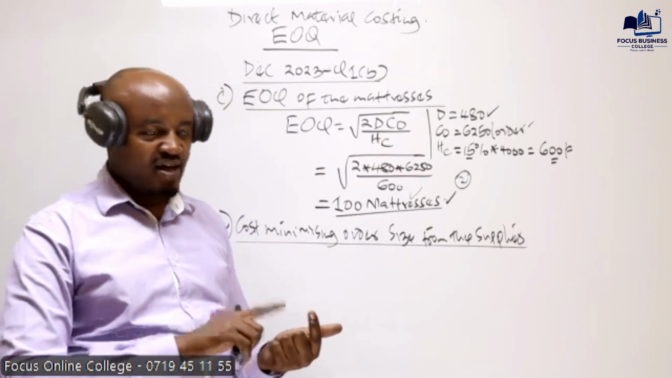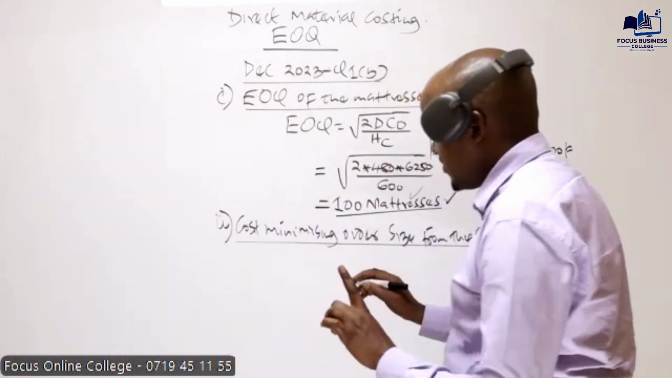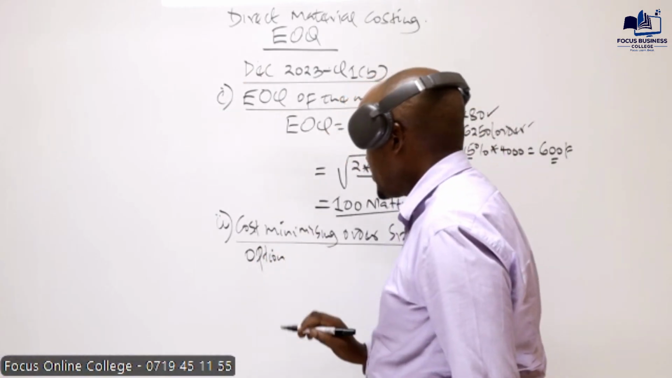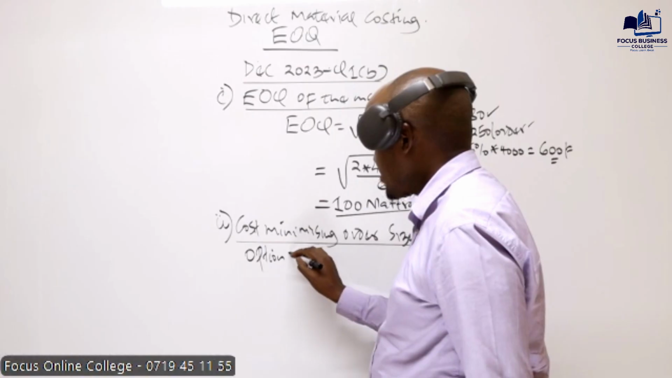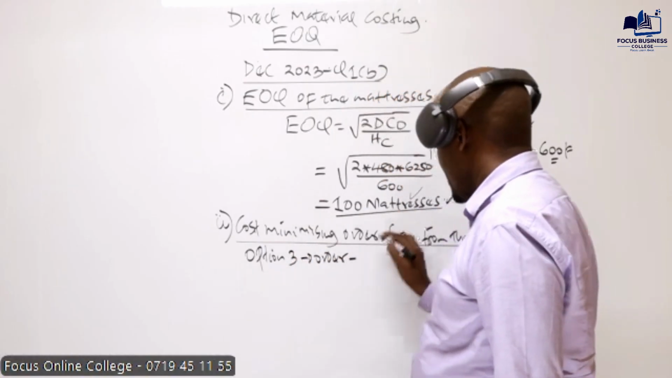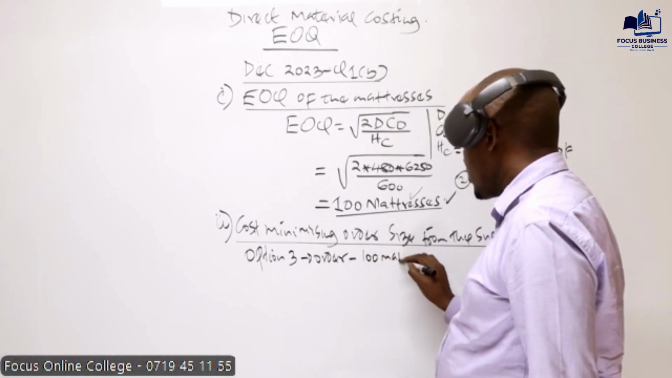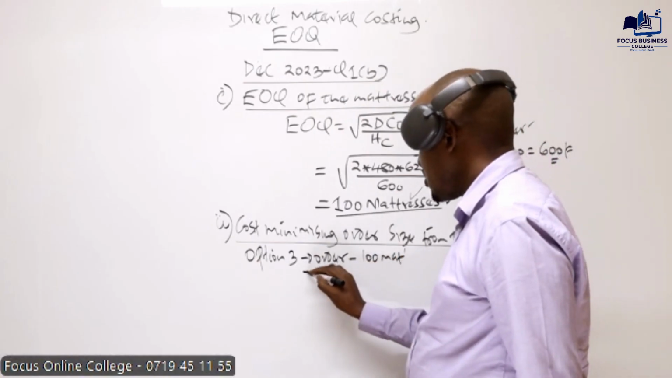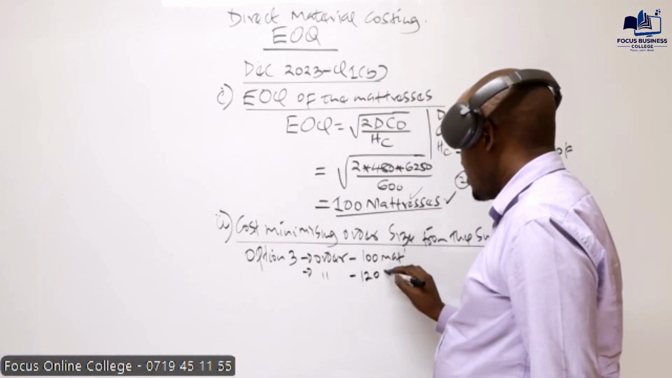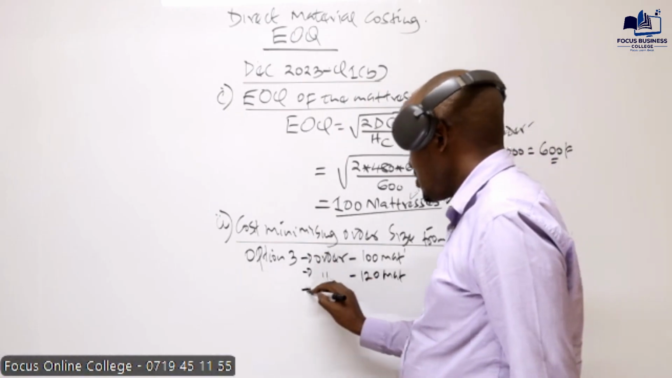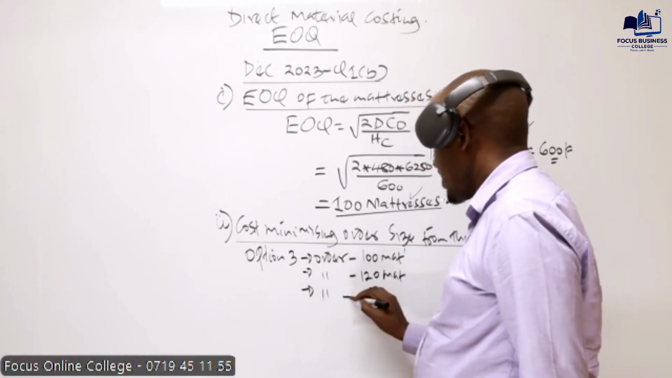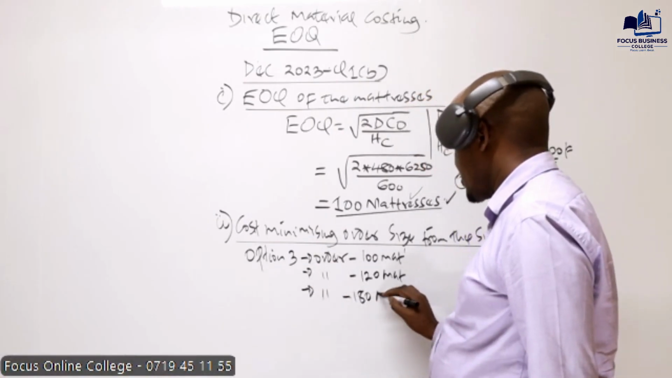And also the holding cost. Therefore, before we do that, we need to list the options available to this company. We have said our company has three options: either to order 100 mattresses, or the company can order 120 mattresses, or the company can order 180 mattresses.